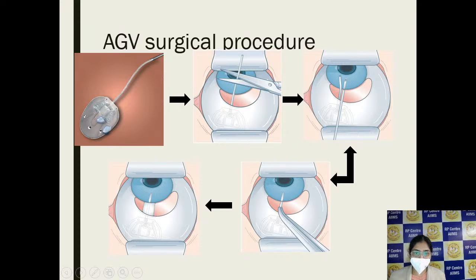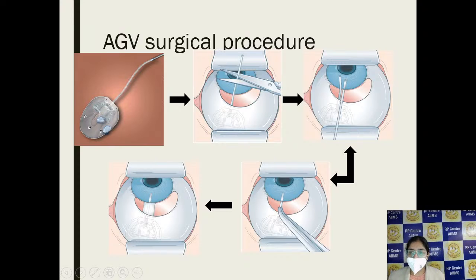First of all, with the help of blunt dissection, we go as posterior as possible into the posterior peritomy. Now we first place the plate in that, and the anterior margin of the plate has to be at least 8 to 10 mm away from the limbus. Then we have to trim the tube, and this trimming has to be done in such a way that the bevel end should be facing up, and the length of the tube from the limbus should be around 1 to 3 mm.